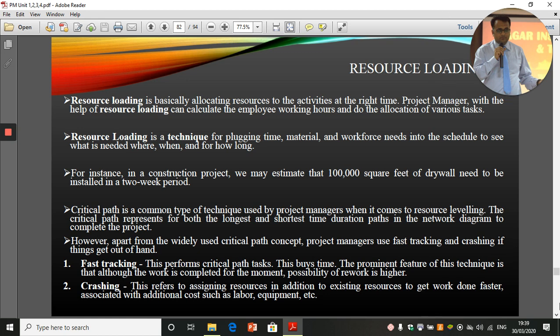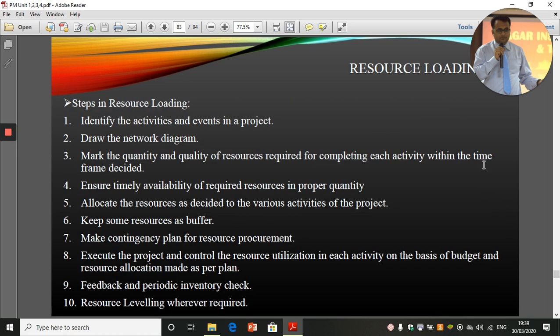So now resource loading, the steps of resource loading: identify the activities and events in the project, draw the network diagram, mark the quantity and quality of the resources required for completing each activity within the time frame decided, ensure timely availability of required resources in proper quantity, allocate the resources as decided to various activities of the project, keep some resources as buffer, make a contingency plan for resource procurement, execute the project and control the resource utilization in each activity on the basis of budget and resource allocation made as per plan, feedback and periodic inventory check, and resource leveling wherever required.